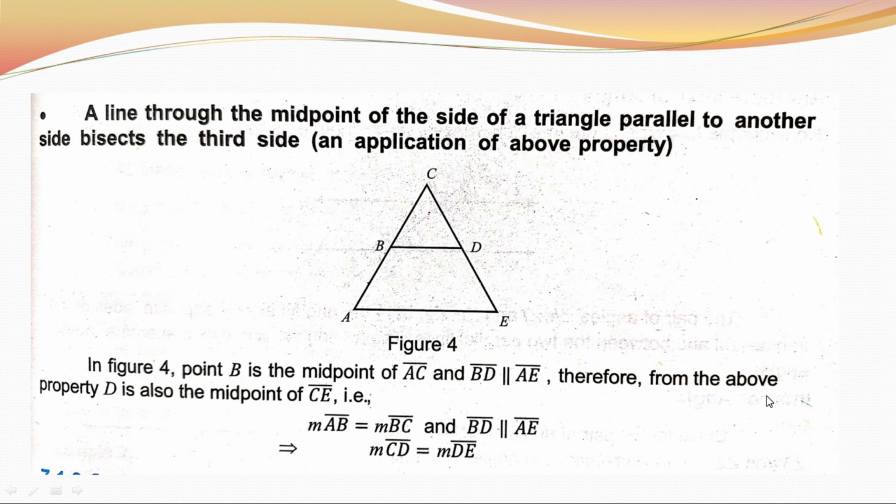Therefore, from the above property, D is also the midpoint of CE. That is, the measurement of line segment AB is equal to the measurement of BC, and BD is parallel to AE. You can see that BD is parallel to AE. So the measurement CD is equal to the measurement DE.